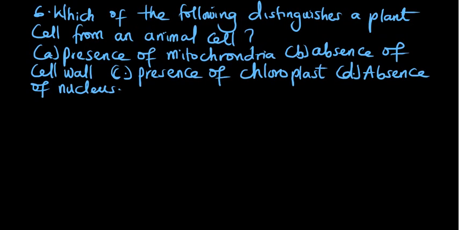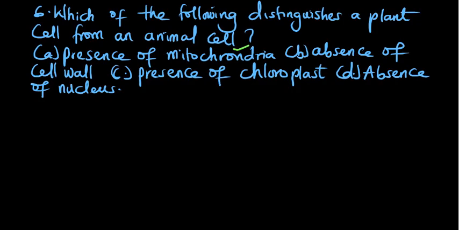So which of the following distinguishes a plant cell from an animal cell? You should know that both plant cell and animal cell have, look at the options. They said presence of mitochondria, absence of cell wall, presence of chloroplast, absence of nucleus. So the answer here is what? Presence of chloroplast. Because in animal cell there is no what? There is no chloroplast. I hope you understand.